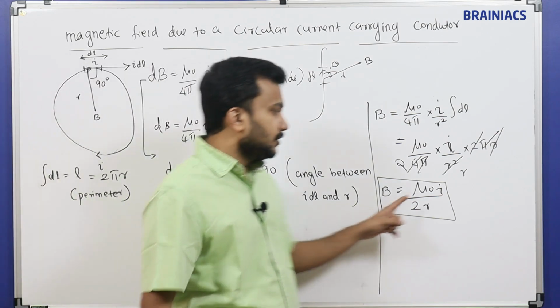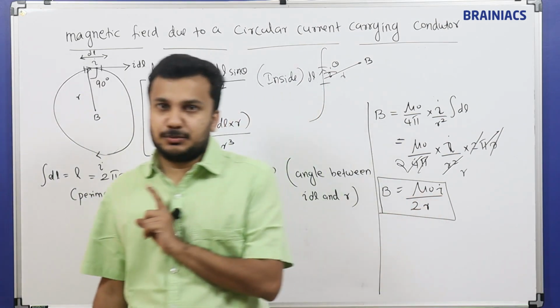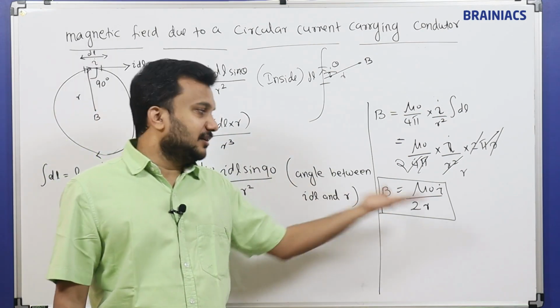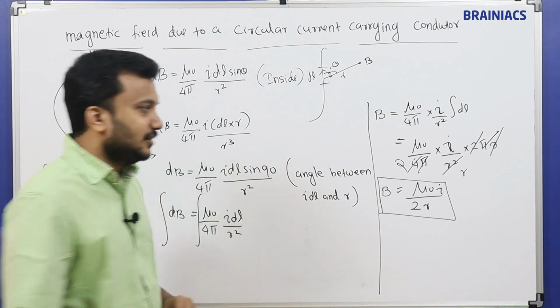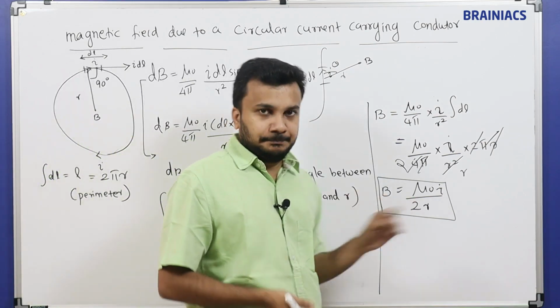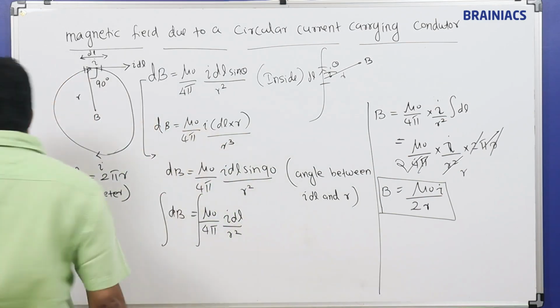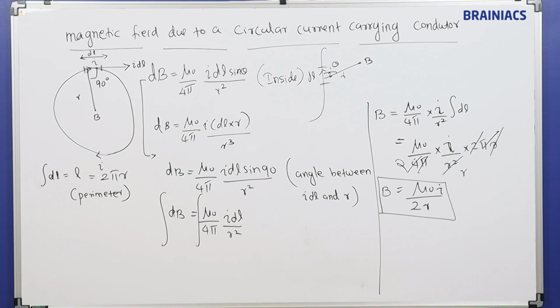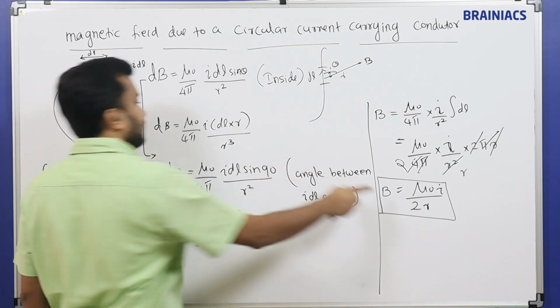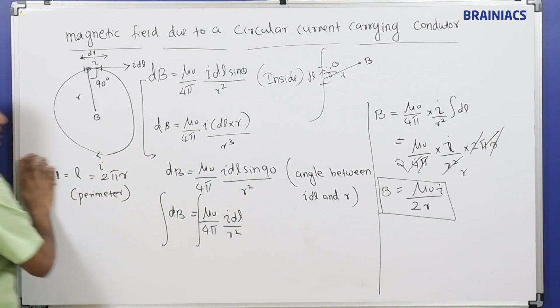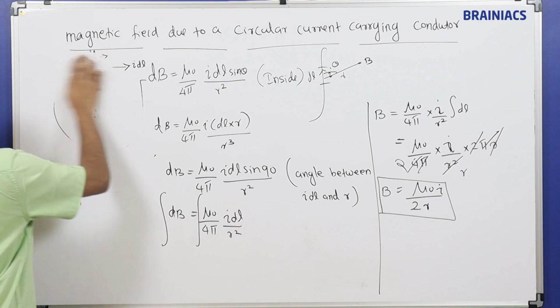In some reference textbooks you can see mu 0 I by 2a. Some textbooks use the small letter a. A is nothing but the radius, and here r is nothing but the radius. So the letters are not significant, but the concept is important. Mu 0 I divided by 2r. I hope this is clear to you. This is the magnetic field due to a circular current carrying conductor at the center of the circle. Both B are the same. Okay, let's move to the next subtopic.